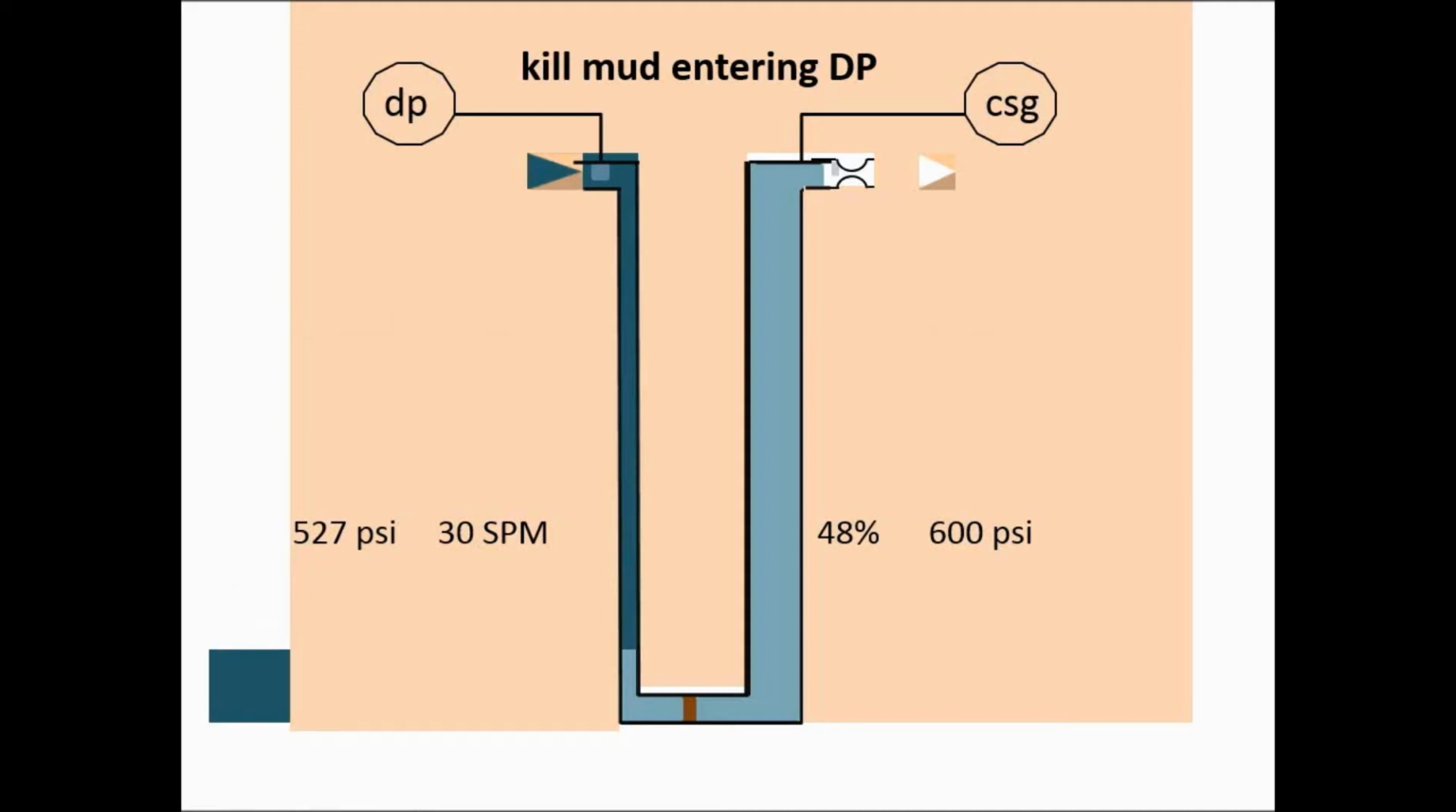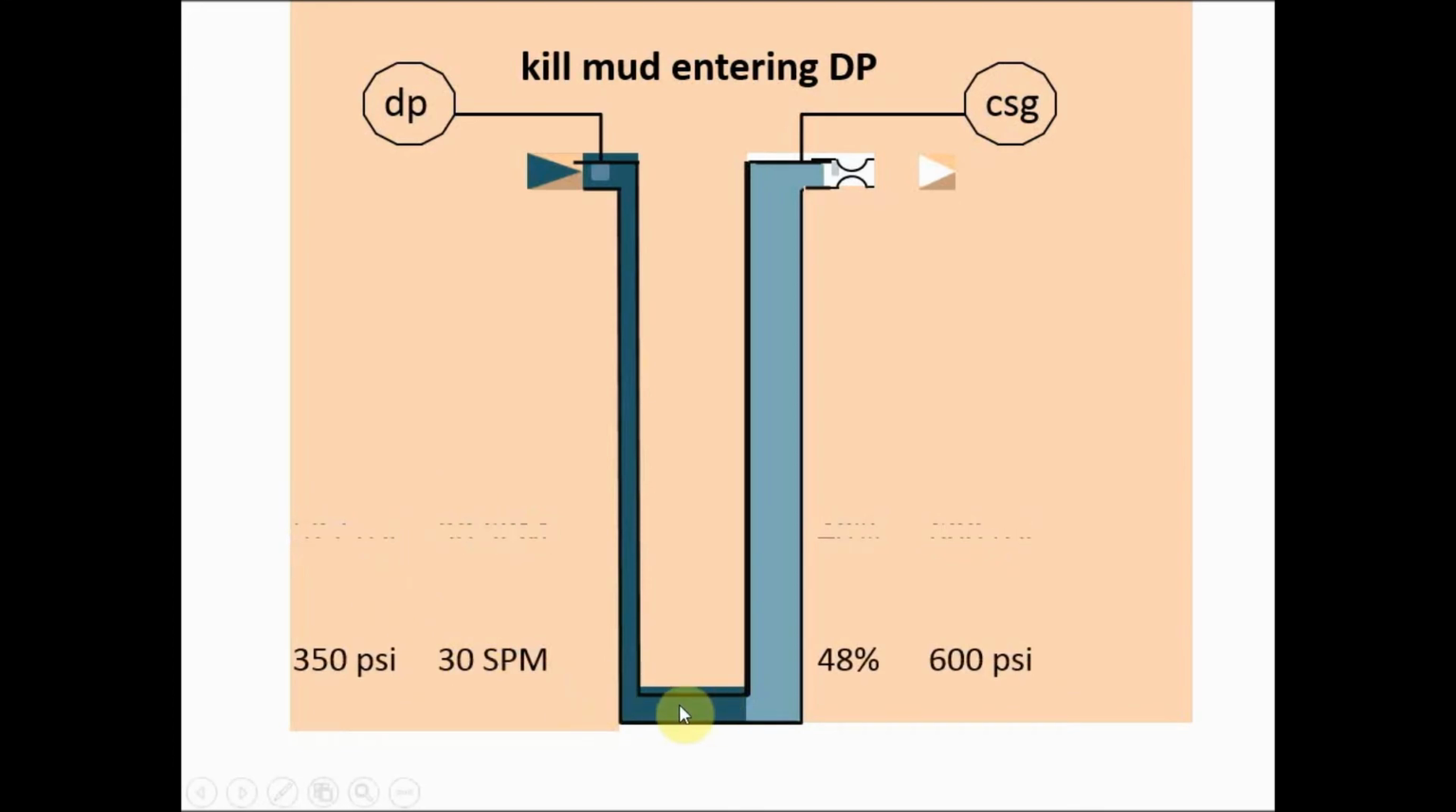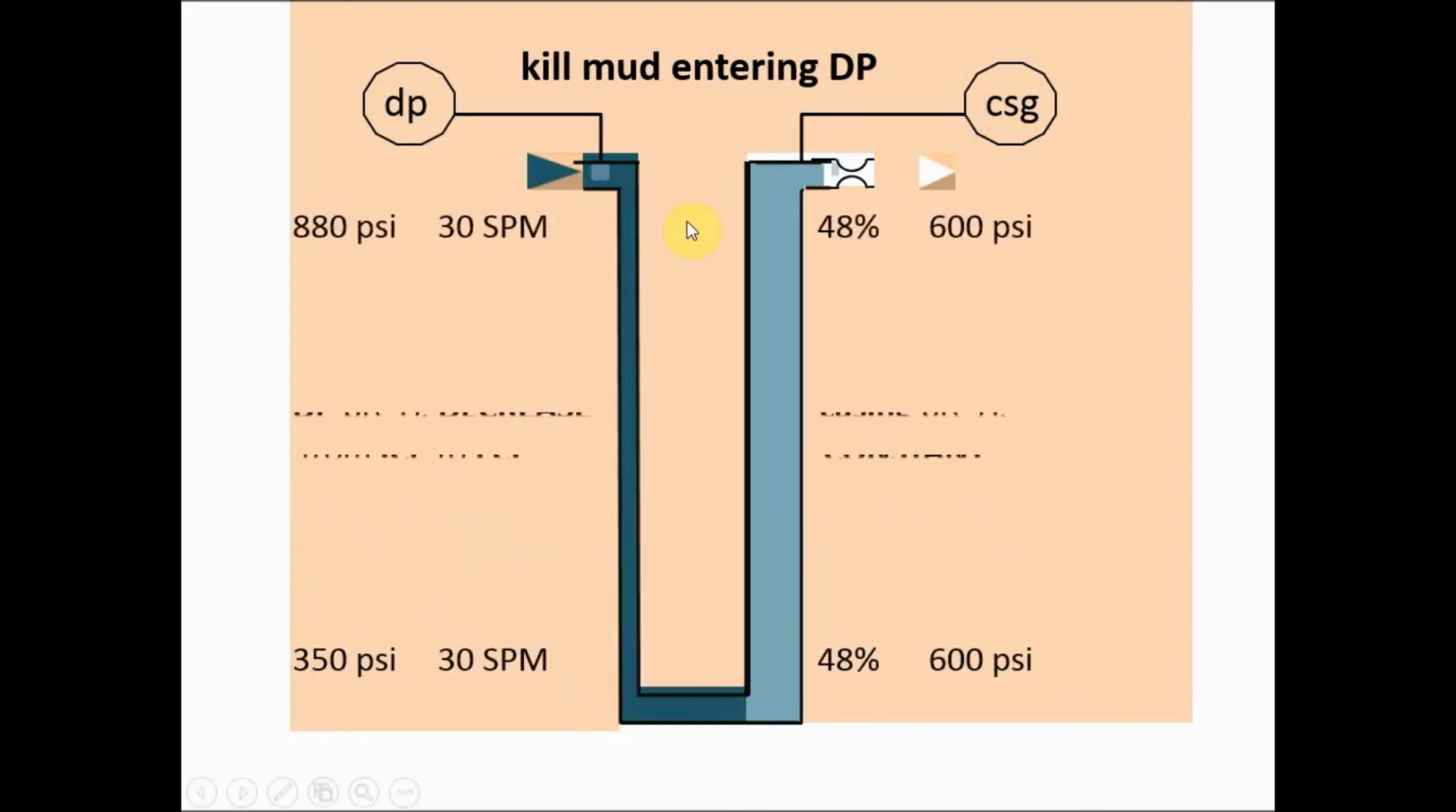So we will have less and less drill pipe pressure. By the time all of the drill string has been full with kill mud, we will reach what we call FCP, final circulating pressure. At the beginning, we had 880 psi. We call this ICP, initial circulating pressure. And when the kill mud arrives at the pit, we have what we call FCP, final circulating pressure.